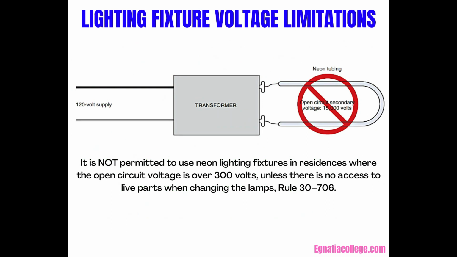Lighting fixture voltage limitations. The maximum voltage allowed for residential lighting fixtures is 150 volts between a conductor and ground, Rules 2-110 and 30-102(1). Rule 30-706 makes a further restriction in stating that, for dwelling occupancies, no electrical discharge lighting equipment shall be used if it operates with an open circuit voltage over 300 volts.